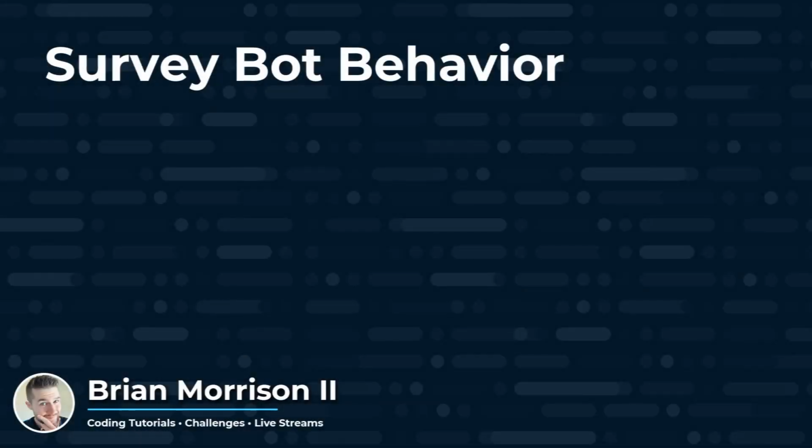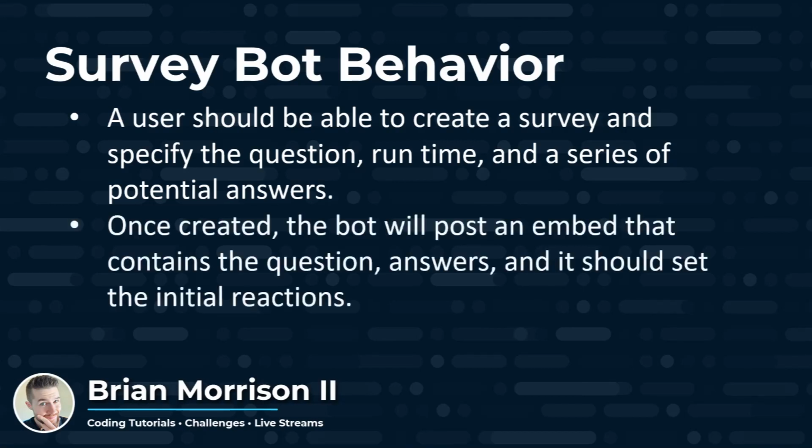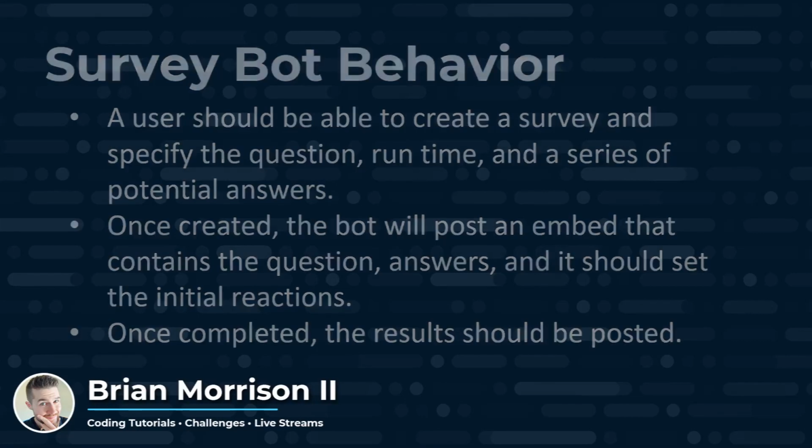So I want to start by outlining our survey bot's behavior. Essentially, a user should be able to create a survey and specify the question, runtime, and a series of potential answers that other users in that server can react to. Once created, the bot will post an embed that should contain the question, answers, and it should set the initial reactions to guide the users. And then finally, once the survey is completed, the results should be posted into the server.